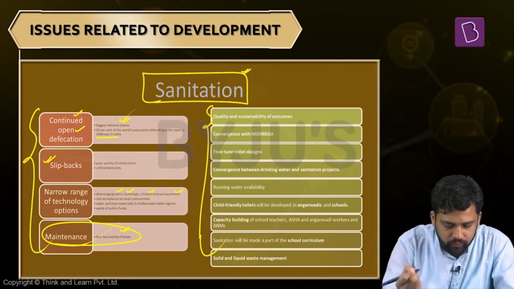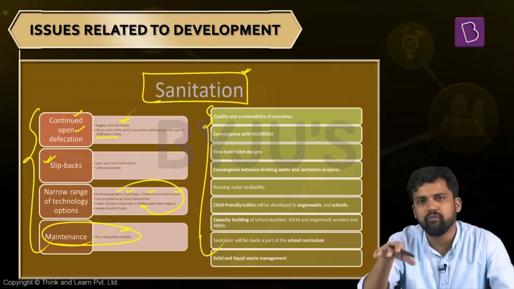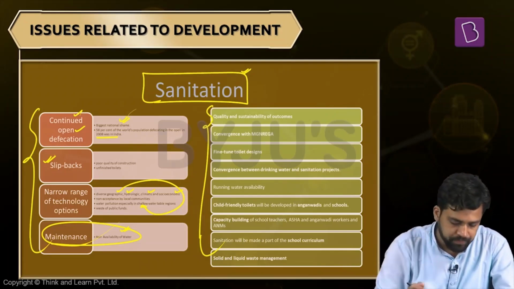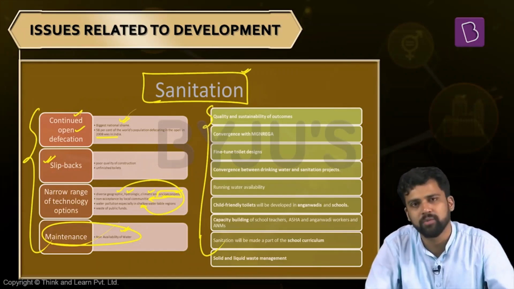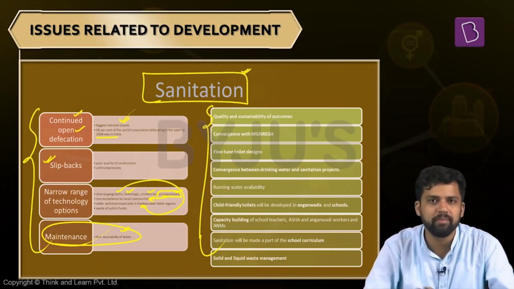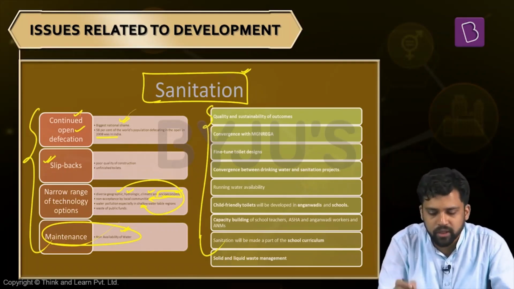For example, geographical conditions should be taken into consideration to prevent water pollution. If the water table is very shallow, it can lead to contamination of water. Similarly, many times we do not consider the social conditions, which can lead to non-acceptance by local communities. For example, if you are constructing western toilets in rural areas, they might not accept them. So these factors need to be taken into consideration when you are setting up sanitation facilities.